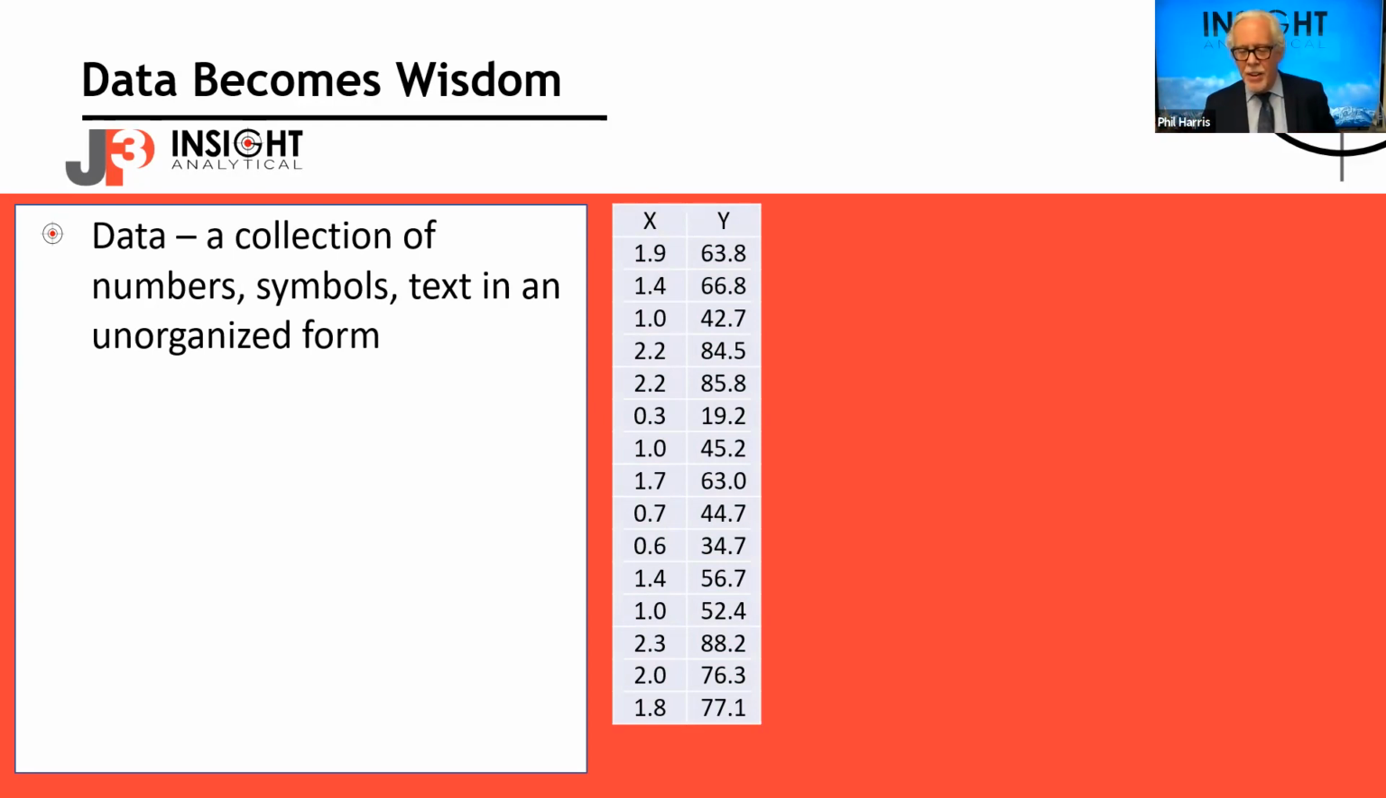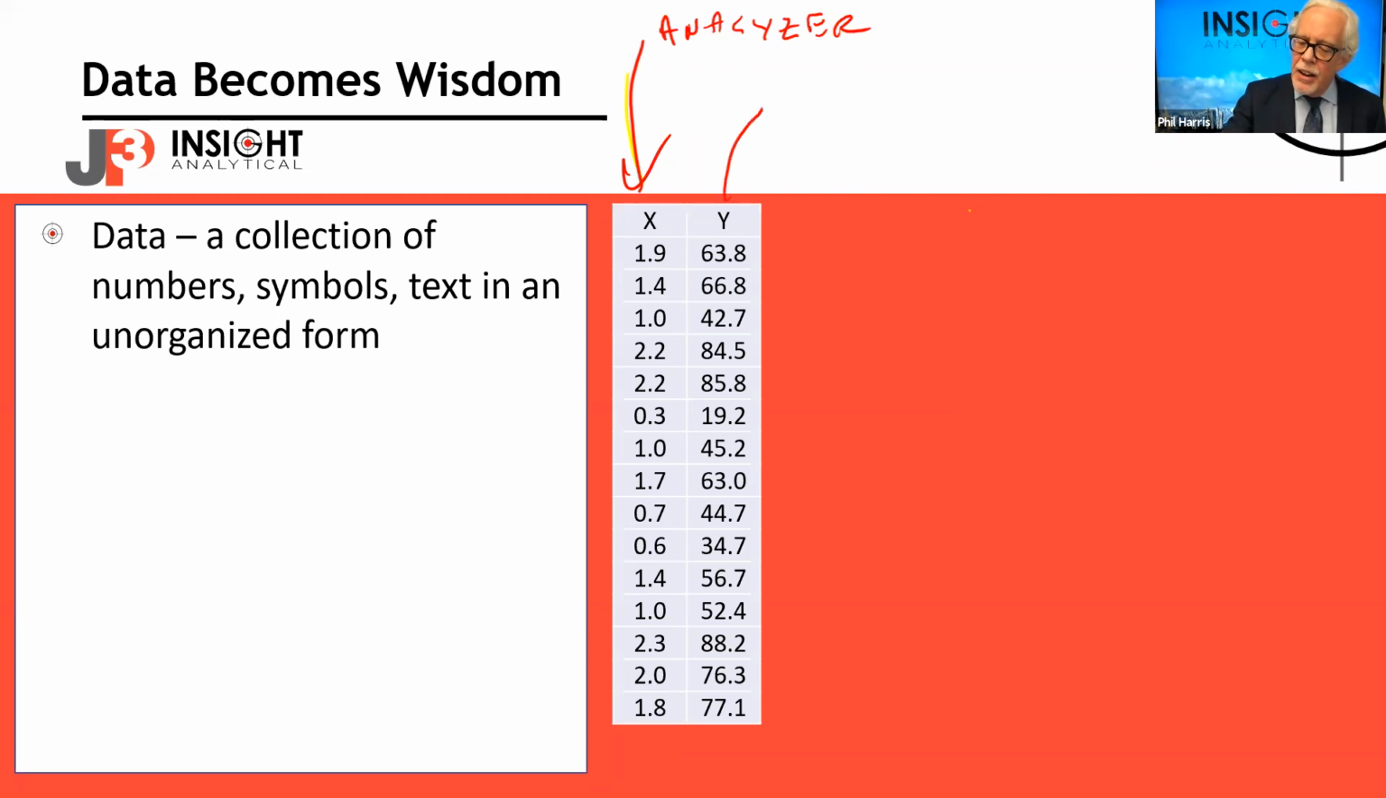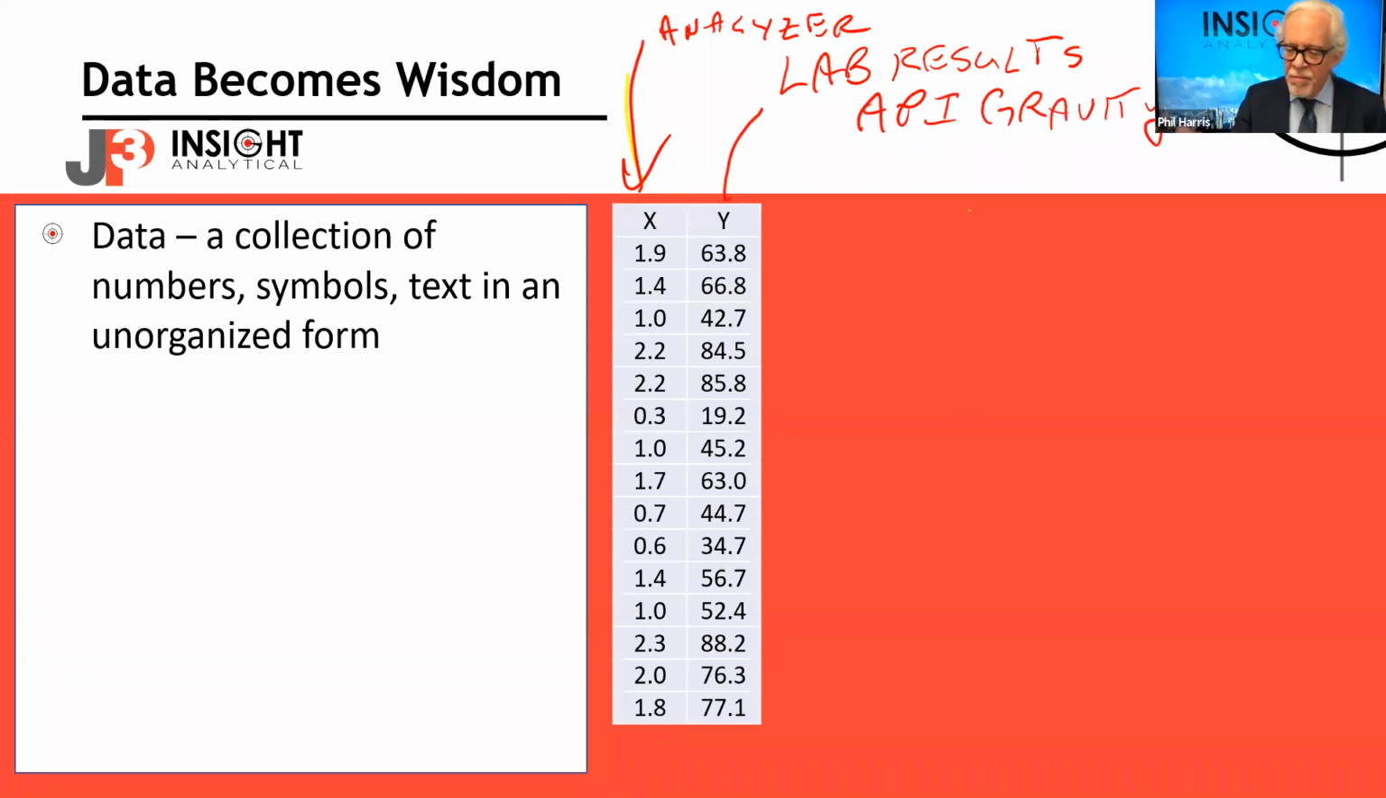So in this case, I'm going to show some XY data. Let's just assume, for instance, that this is some analyzer reading. It outputs some number, unscaled. If you think about it, we get 4 to 20 milliamp outputs, or maybe this is a voltage output. This is lab results. As the analyzers have been reading, we've taken samples and sent them to the lab, and maybe this is API gravity. We have all this unorganized data. It really doesn't tell us anything.